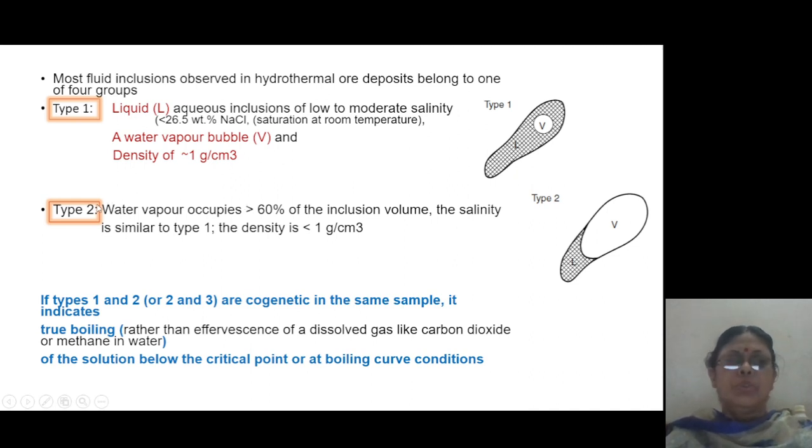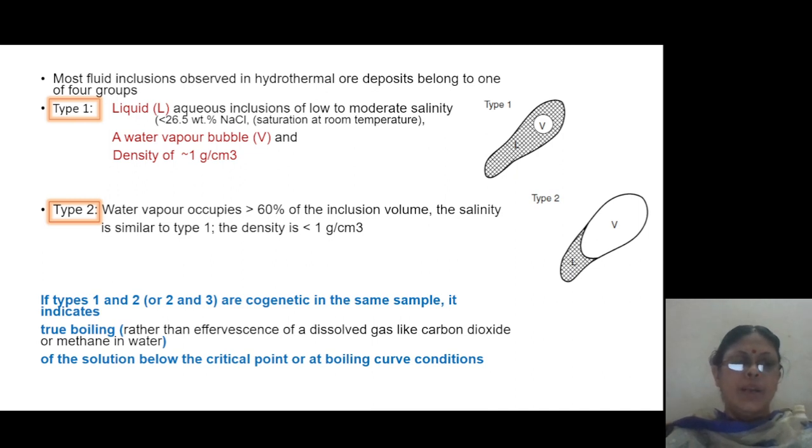In type 2, most of the fluid inclusion volume is occupied by the vapor phase, and liquid occupies only a small part. More than 60% is occupied by the vapor phase, and the density is less than 1 gram per cubic centimeter.